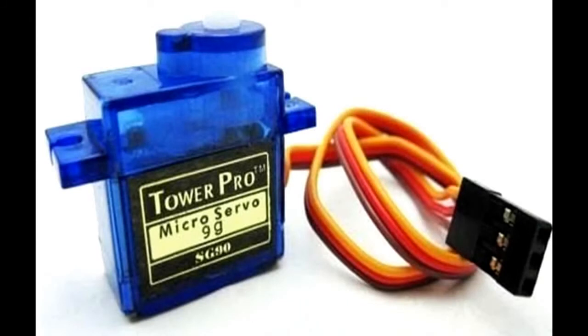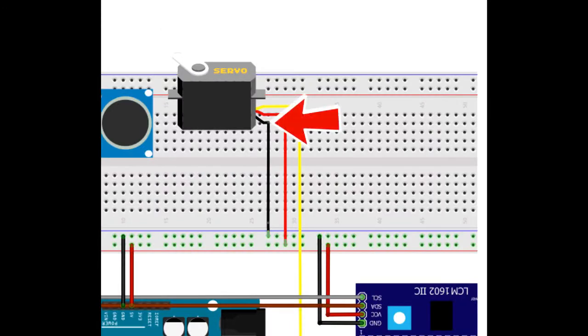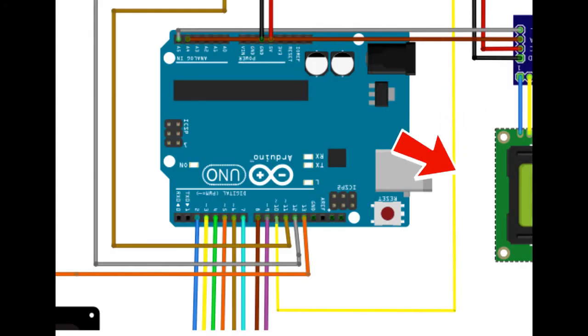Now we'll talk about the servo motor. The servo motor is a device that can turn to a specified position up to 180 degrees. The ground pin on the servo motor connects to the ground on the Arduino. The VCC connects to the 5 volts. And the pulse pin connects to pin 10 on the Arduino board.